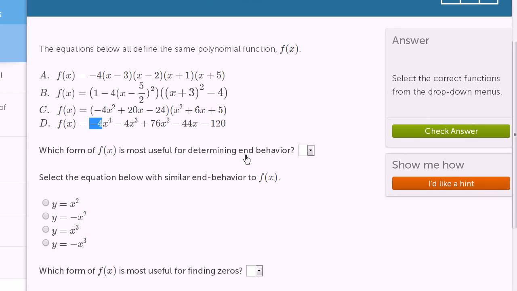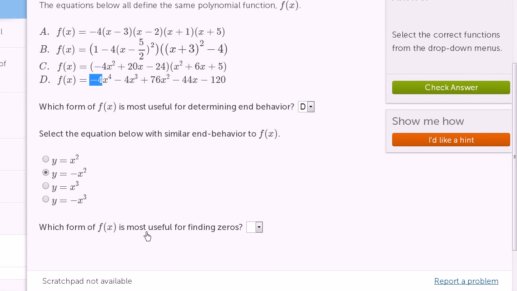So which form of the function is most useful? Well, definitely D, the expanded out version. So I'll go with D. Select the equation below with similar end behavior to f of x. Well, we already talked about it. It's an even exponent, or an even degree, we could say, and then we have a negative out in front of it. So it's going to have similar end behavior to y is equal to negative x squared.